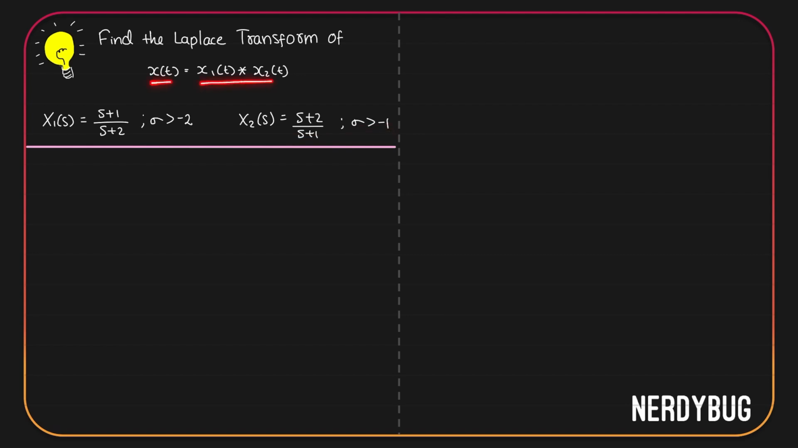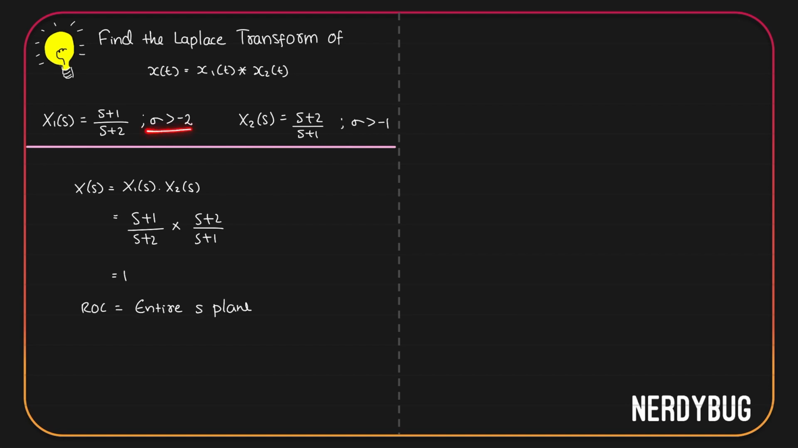Since x of t is the convolution of these two signals, X of s is going to be the product of X1 of s and X2 of s. So we get (s plus 1) by (s plus 2) multiplied by (s plus 2) by (s plus 1). So s plus 2 gets cancelled, s plus 1 also gets cancelled. X of s is simply 1. X of s is 1 for all values of sigma. That means its ROC is equal to the entire S-plane.